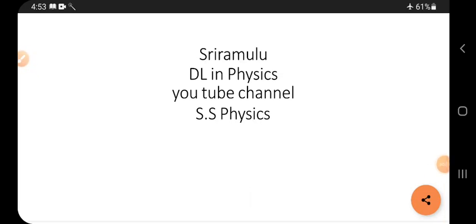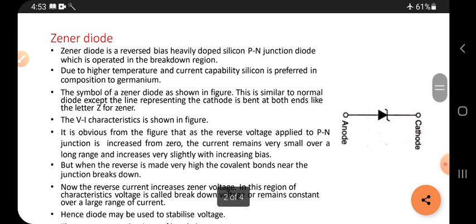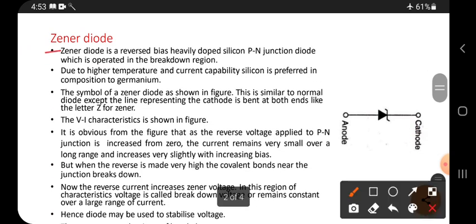So today's topic is the Zener diode. A Zener diode is a reverse bias heavily doped silicon PN junction diode which is operated in the breakdown region. Right? So the Zener diode works in reverse bias, but it is heavily doped. Its doping level is higher.